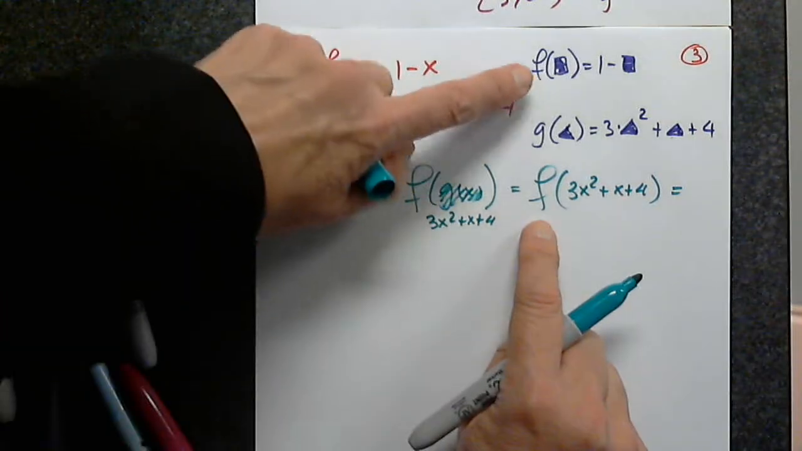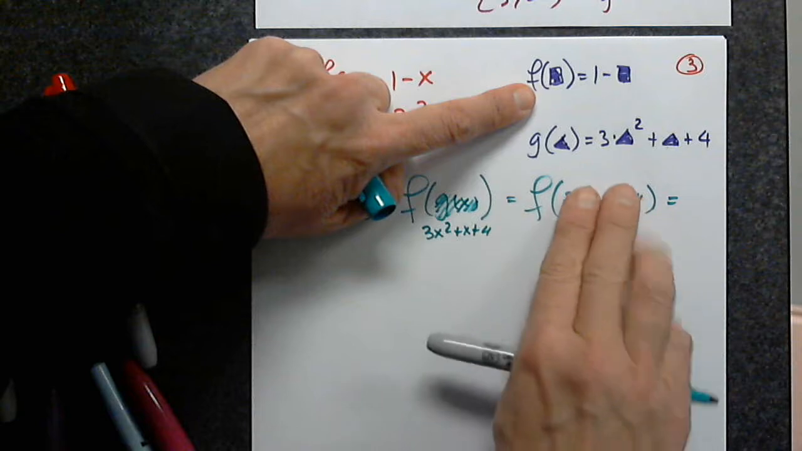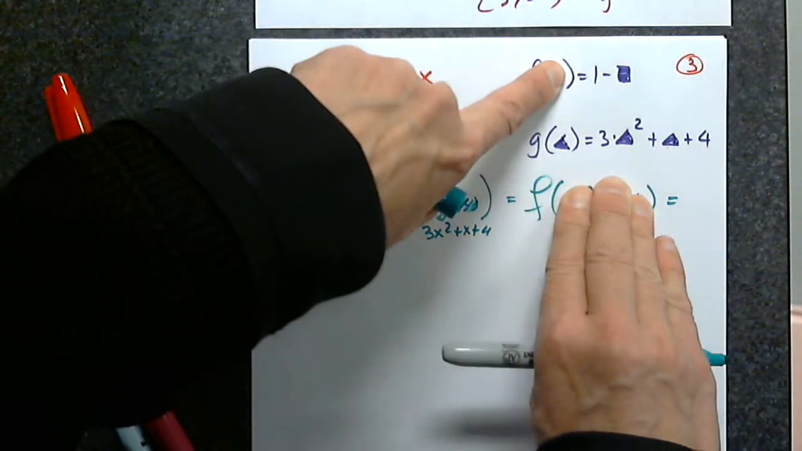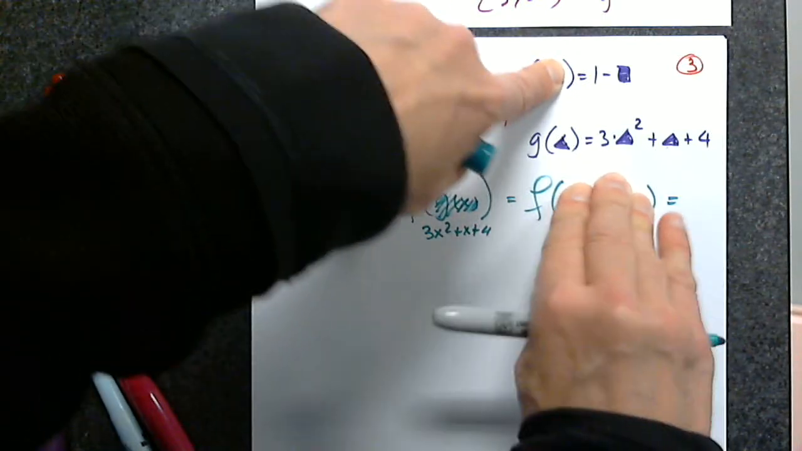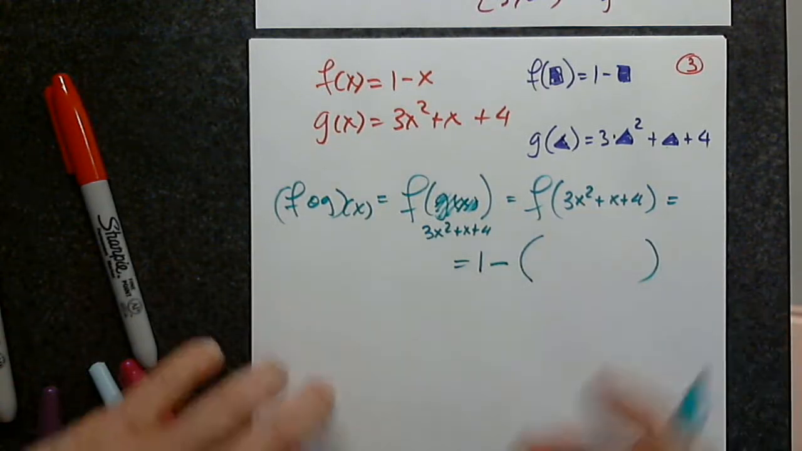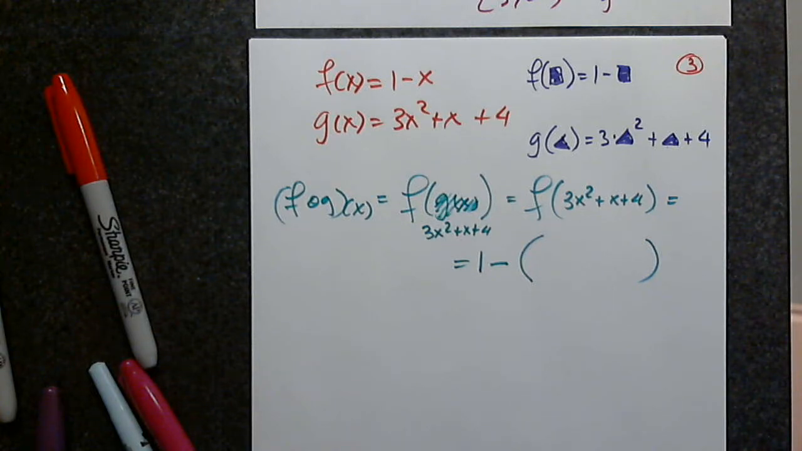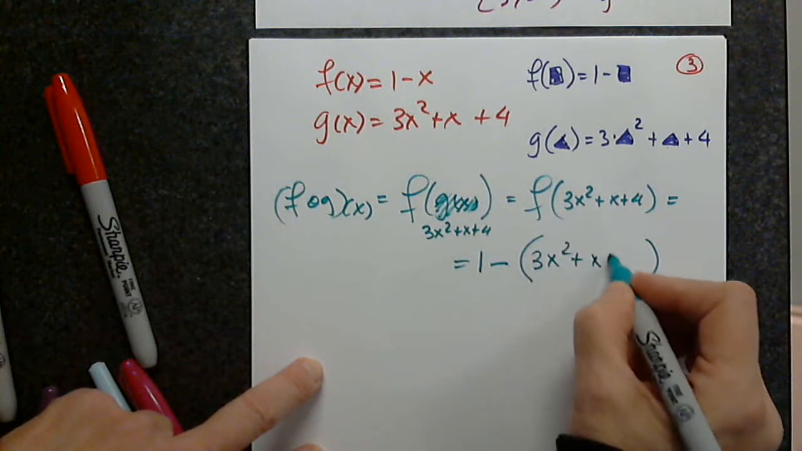And now, obviously, you have to look at f. F says this: 1 minus itself, 1 minus this. So I write 1 minus, put parentheses, because I have 3 terms in there, and I don't want to forget to distribute to all 3 this negative sign: 3x squared plus x plus 4.